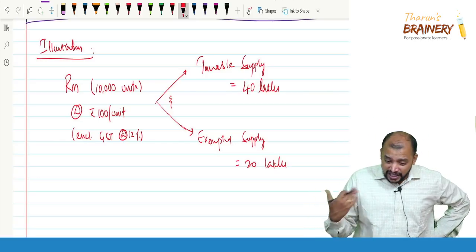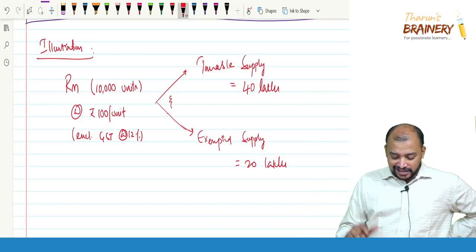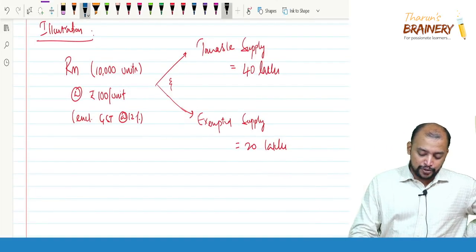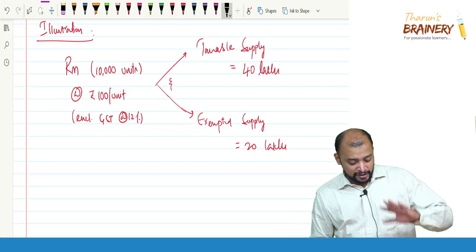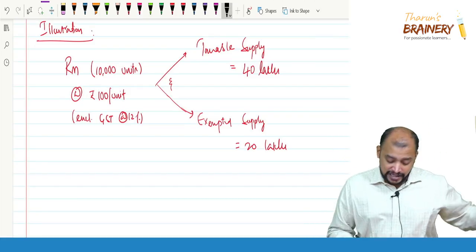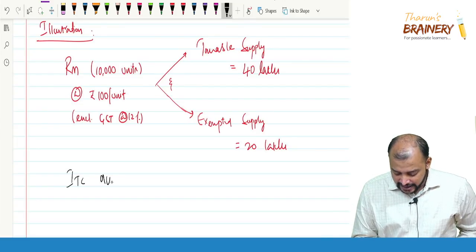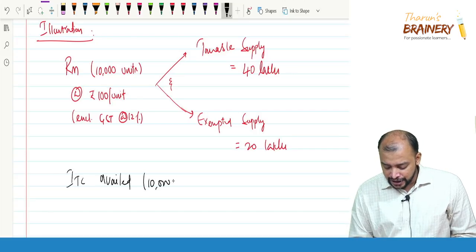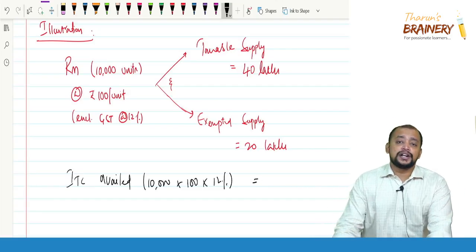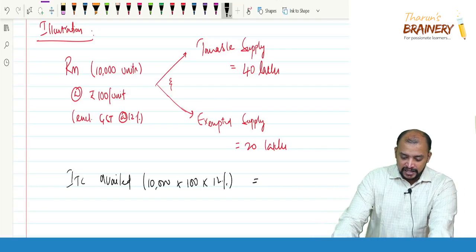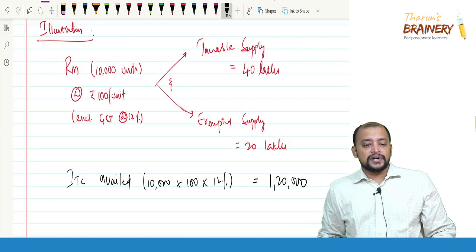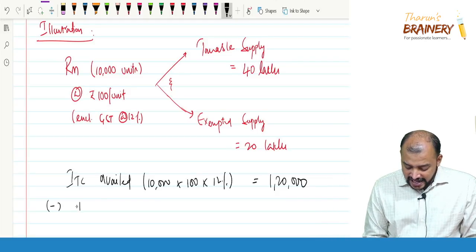Based on this, generally what will we think? We will think that we will take the credit proportionately, correct or not? But we will not take the credit proportionately. There is a different process that we will follow. First, we will take the entire credit. ITC availed: fully we will take the credit, which means 10,000 into 100 into 12%. How much does it come to? It comes to 1,20,000.